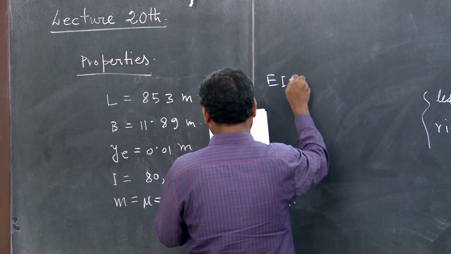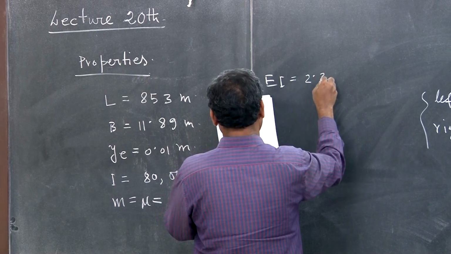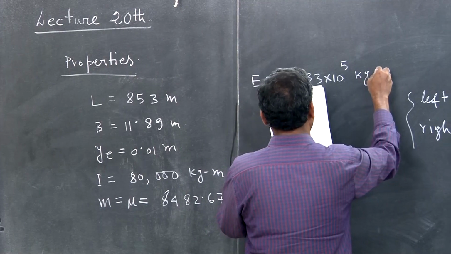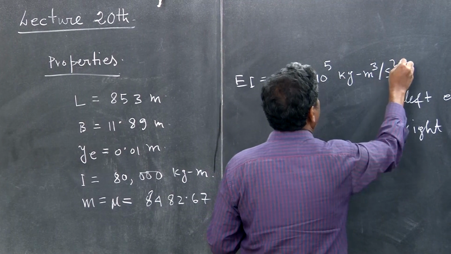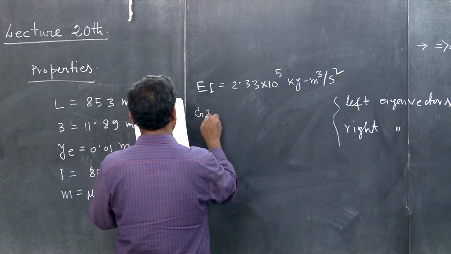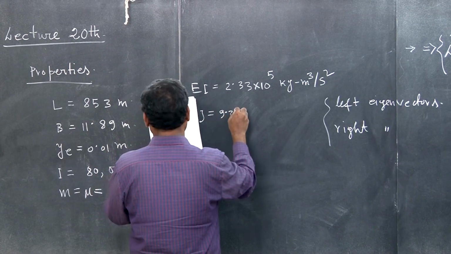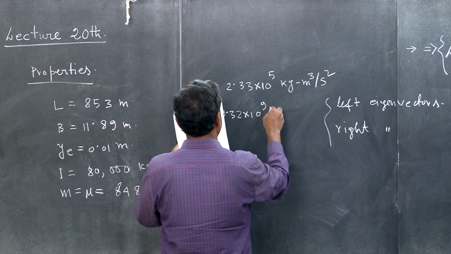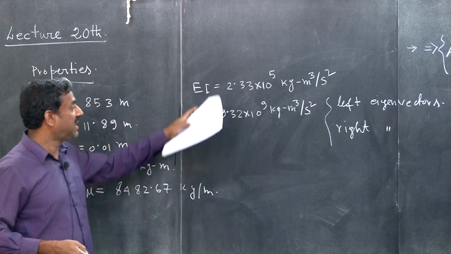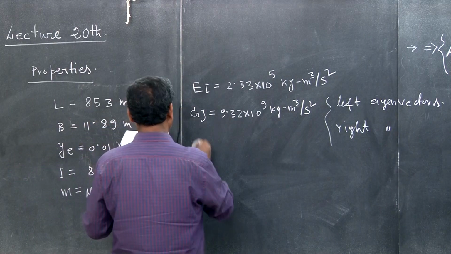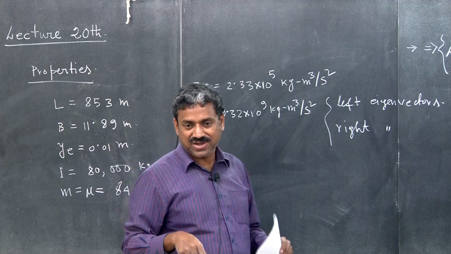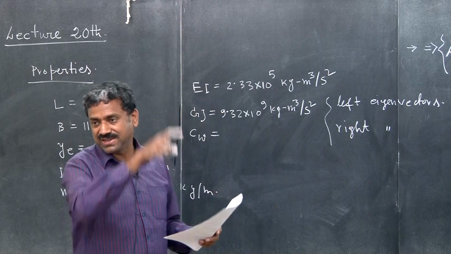EI is the flexural rigidity. Flexural rigidity is 2.33 into 10 to the power 5. Please note that force is also expressed in kg. You have to multiply it with g to get it in Newtons, but that you can do, it's not a problem. GJ, the torsional rigidity, is 9.32 into 10 to the power 9 kg meter cube per second square. Do you see that torsional rigidity is significantly higher? Why is torsional rigidity higher? Because it is a multiple cell kind of section, and it is a closed section. That's why.